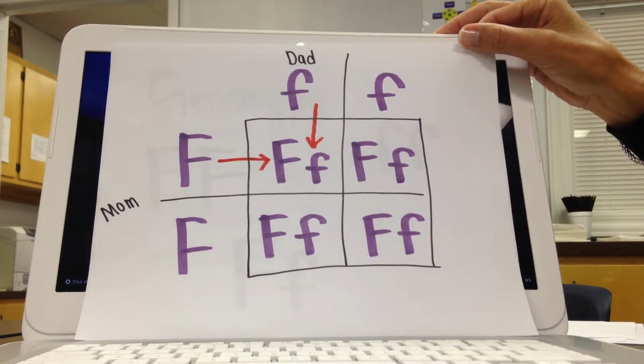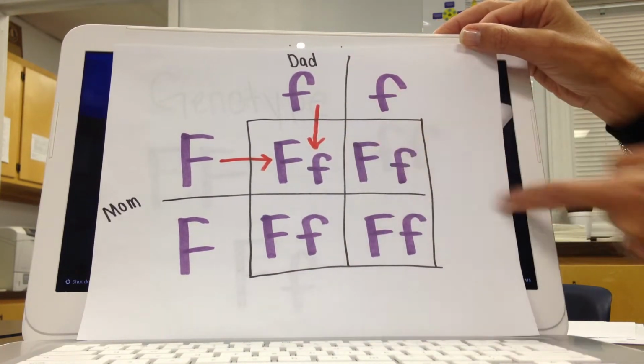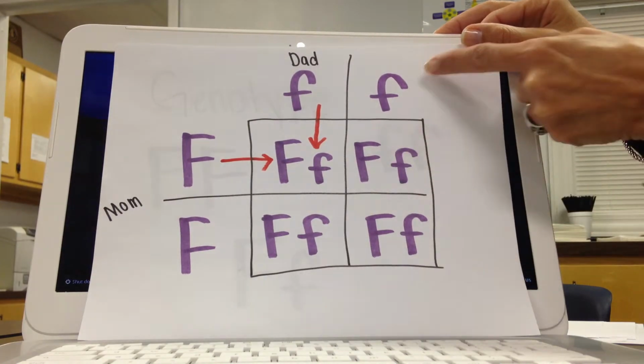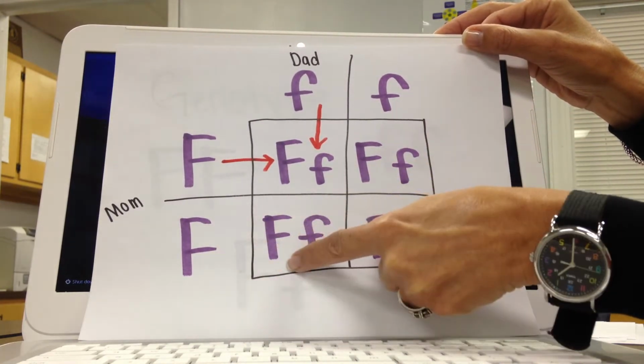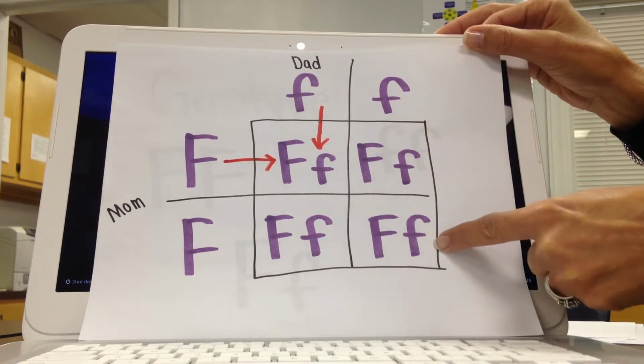Watch the placement of the letters going into the boxes. Big F goes here, and little f goes here. Now that we have these boxes filled in, what does that information mean to us? There are two more definitions that we need in order to understand.